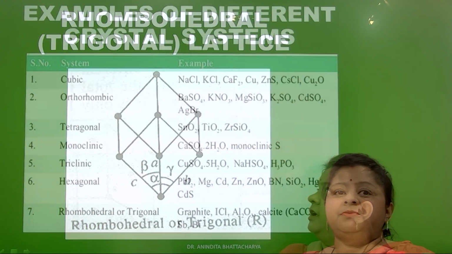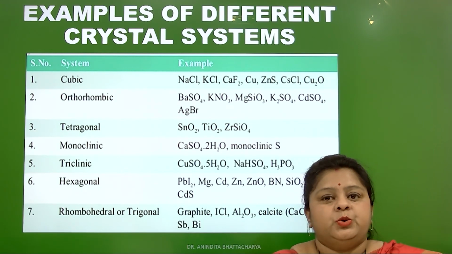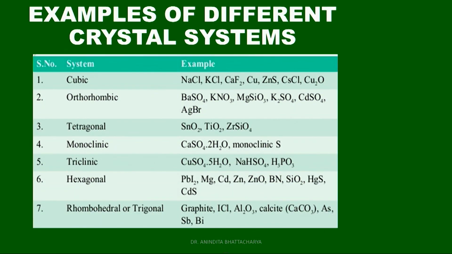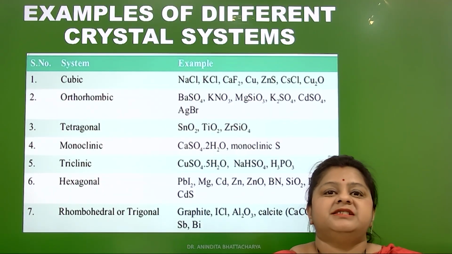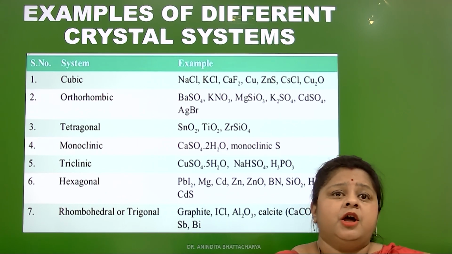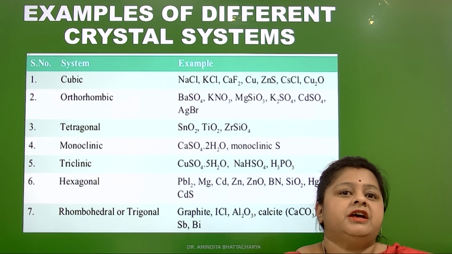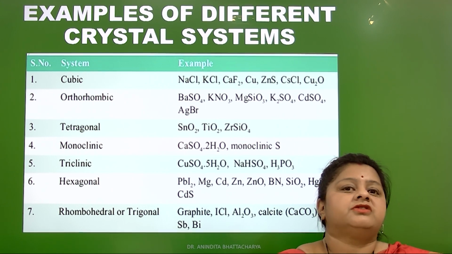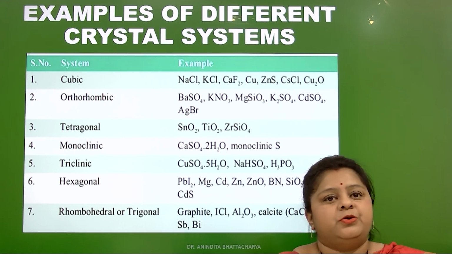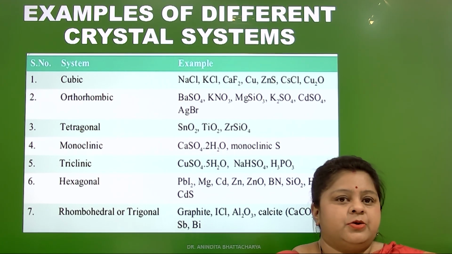So now we come over to the various crystal systems, examples of crystal systems which are based on the structures we have just discussed. In cubic system, we have sodium chloride, potassium chloride, calcium fluoride, copper, zinc sulfide, cesium chloride, etc. Similarly, in orthorhombic, we have barium sulfate, potassium nitrate, magnesium silicon oxalate, then potassium sulfate, etc. Similarly, tetragonal, we have SnO2, TiO2, ZrSiO4.